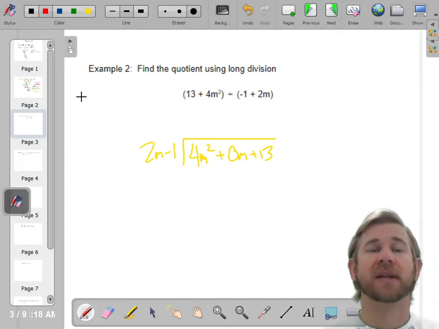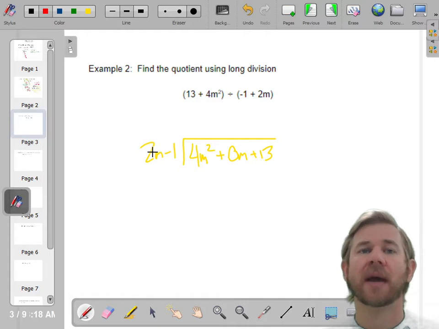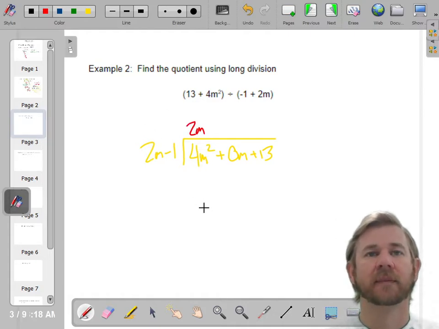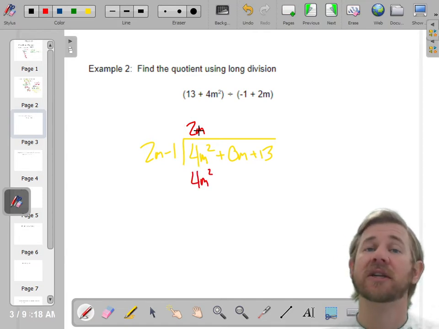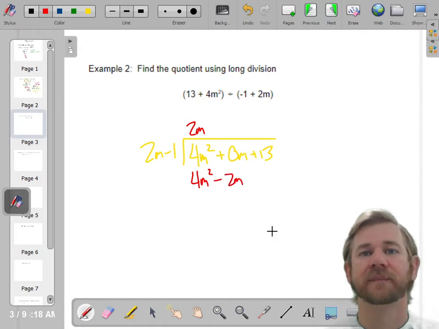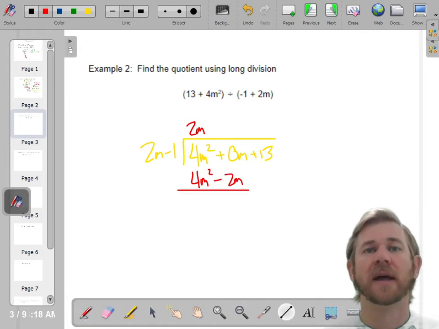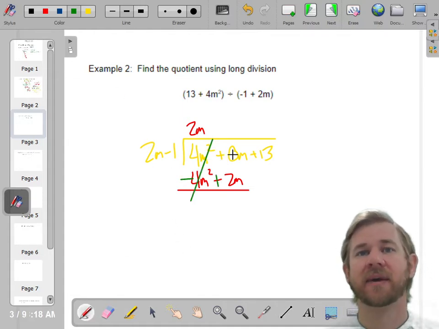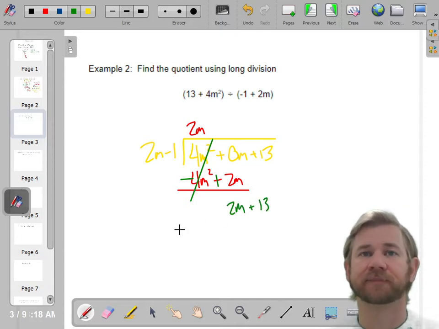You'll see what I mean in a second. So we've got our dividend, and our divisor is 2m minus 1. And now I'm going to start to play this cancel union. So 2m times what gives you 4m squared? That would be 2m. 2m times 2m is 4m squared. So 4m squared, and remember you need to distribute. 2m times negative 1 is negative 2m. But we are subtracting this, so this becomes a minus and that becomes a plus, so those cancel. And now we have 0 plus 2m, which is 2m plus 13.